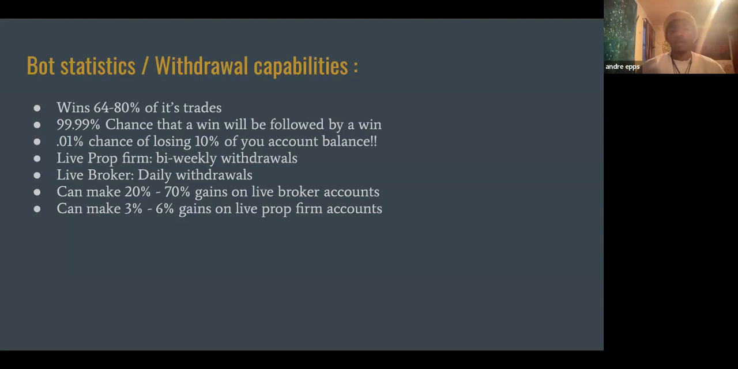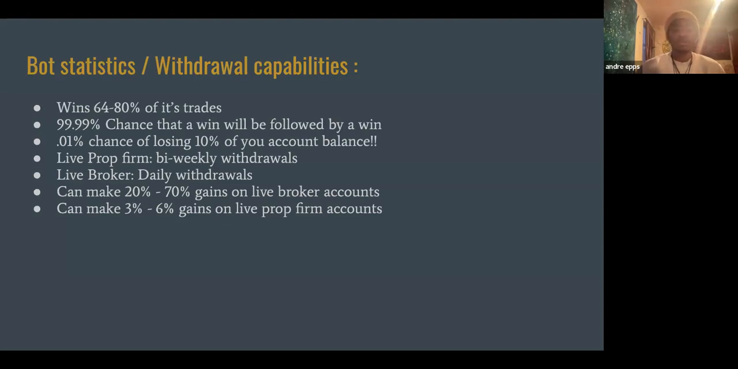And if you have a prop firm, you can make 3 to 6% gains on a live prop firm account. Pretty much what that means, if you went to go and get FTMO or MyForex Funds, which are the two prop firms that we partnered up with, or that we're doing business with, I should say, you would be getting 3 to 6% monthly returns. And then in terms of MyForex Funds, if you're using something called a rapid account, which is skipping the evaluations, because we do not pass prop firm evaluation accounts, all we do is manage live accounts.